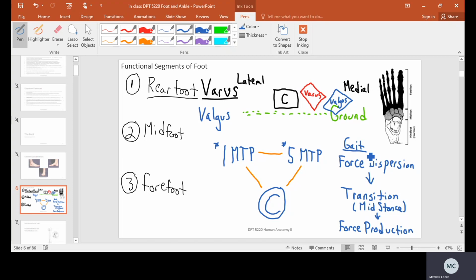Because the other thing we're going to get into is this concept of an arch. And we don't have one arch, we have 3 arches. So you may have to take your shoes off to do this. What I want you to do is go through rear foot varus and watch what happens to your arch, and then do rear foot valgus and watch what happens to your arch.